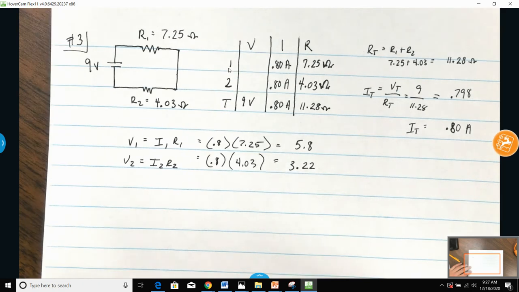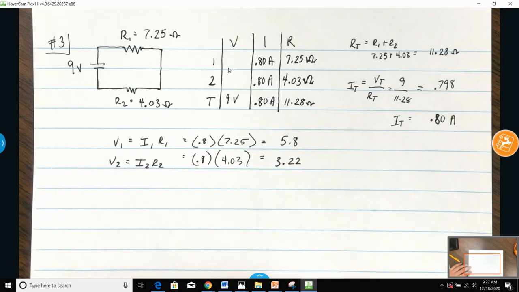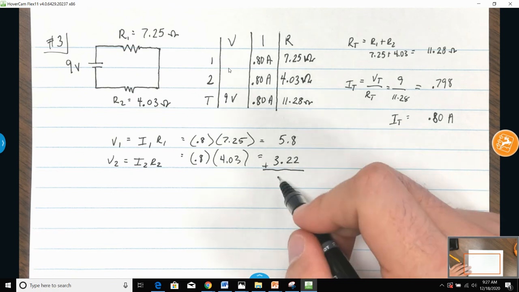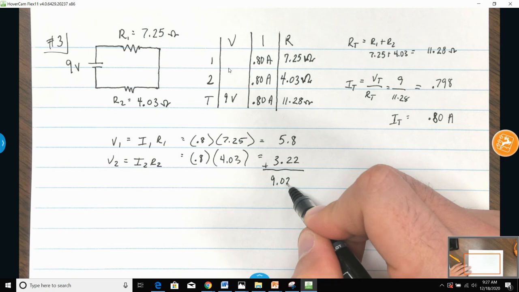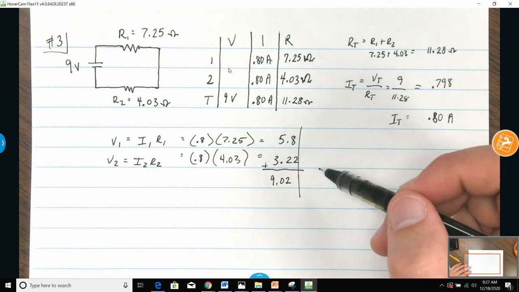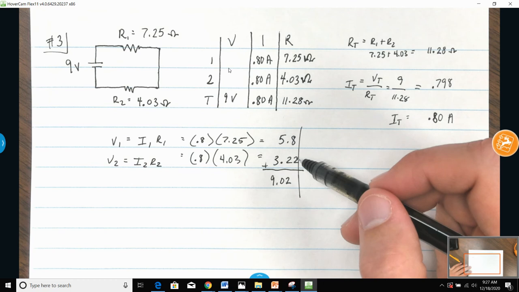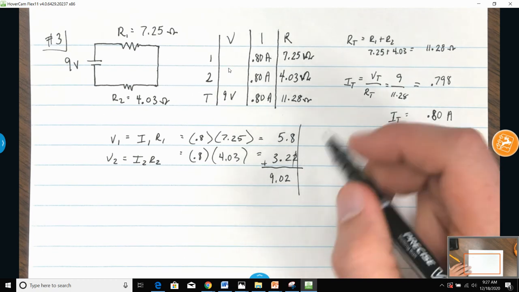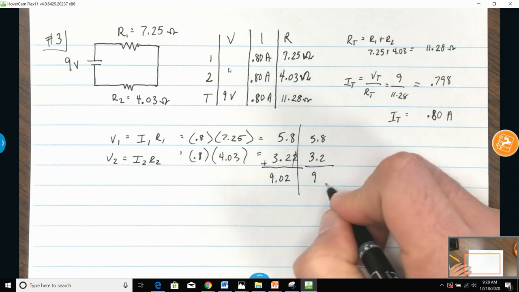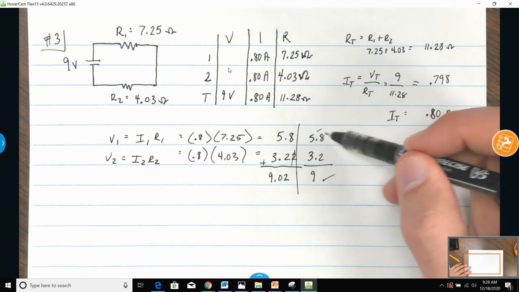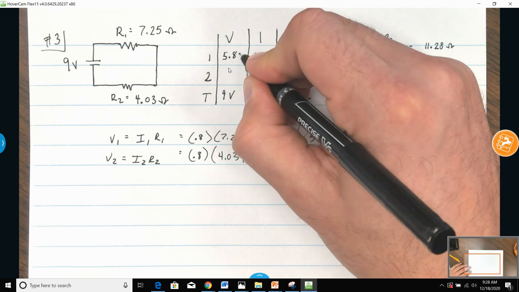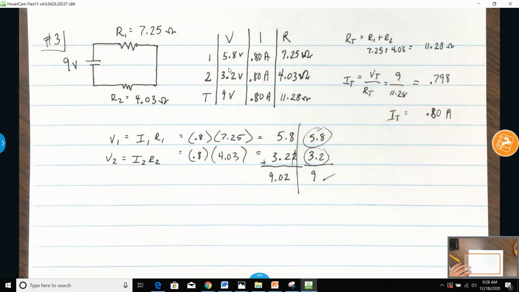Okay. Now remember, your voltage drops have to add up together and equal the total. What's the total? 9. So when I add these two together, I need to get 9 exactly. No more, no less. But there's a problem. I got 9.02, so something's off. So let's round. What could I do? You could round the 3.22 to 3.2. Yep, good. So basically get rid of that. If I did that, add them up, and we're going to get 9 exactly. So that means we're using these values, this 5.8 and this 3.2, in our table. Very good.